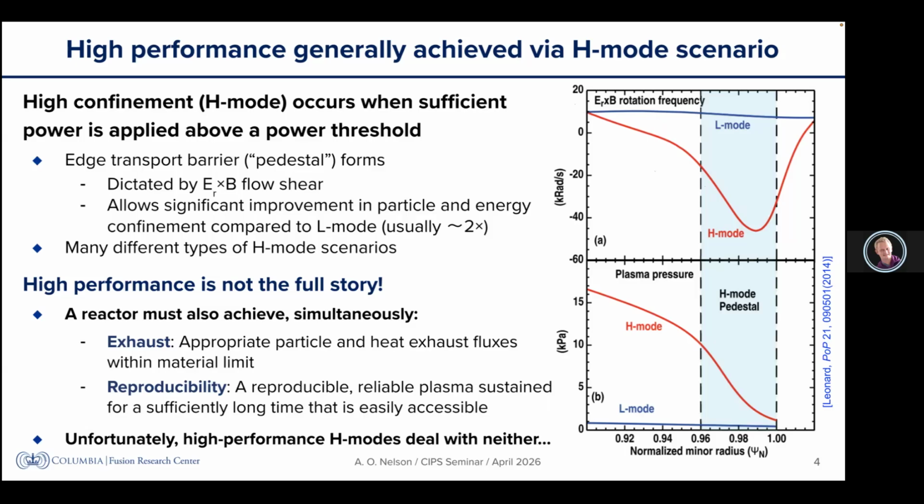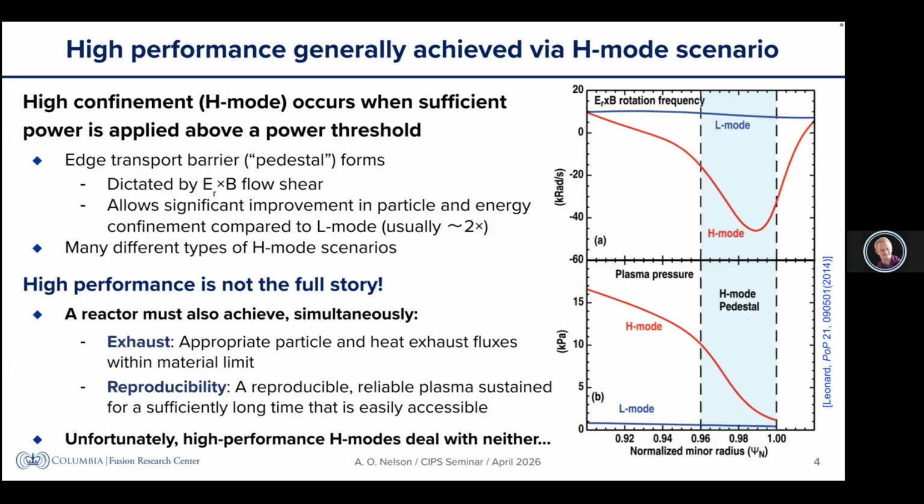This is really great. You get improved beta, you get improved H, usually about 2 times greater than L mode, though in this plot it's quite significantly higher than 2 times. It's just an illustration. But this says nothing about exhaust, right? We have to have this star in a bottle be compatible with machine walls somehow. And it says nothing about reproducibility.